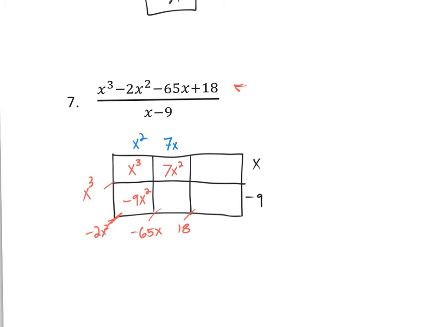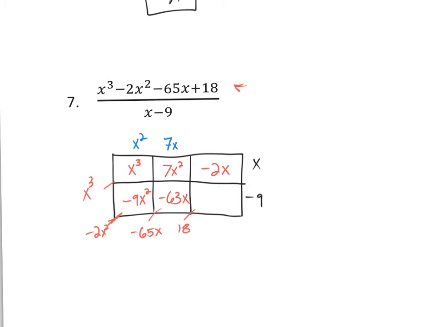Then I fill down the bottom. 7 times negative 9 is negative 63, and then x. And so we have to think something minus 63 is negative 65. I think that's a 2. Negative 2x. It's got to go there. And hope negative 2x minus 63x is negative 65.